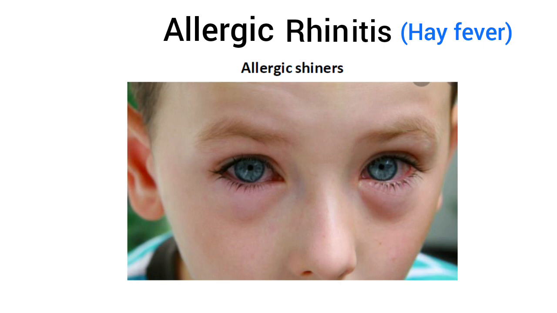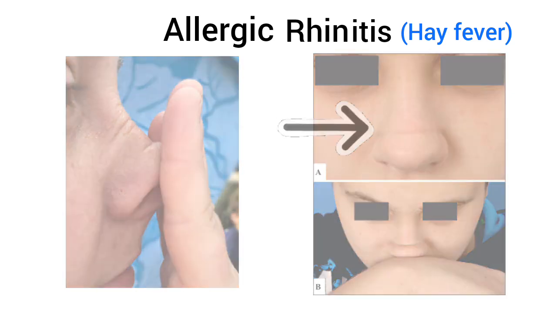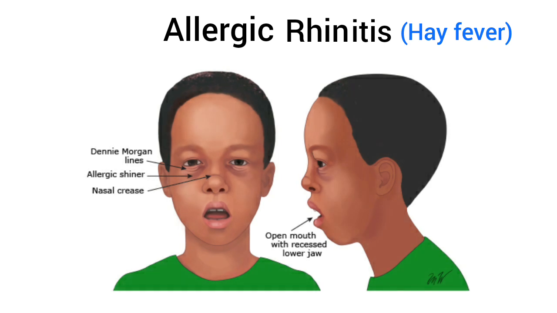In addition, chronic allergic rhinitis may lead to frequent rubbing of the nose, what is called the allergic salute, and the development of an allergic crease across the nasal bridge, as you are seeing in the picture. In addition, when nasal congestion is present in an allergic rhinitis patient, especially children, they might develop adenoid face, and that's because of chronic breathing from the mouth.